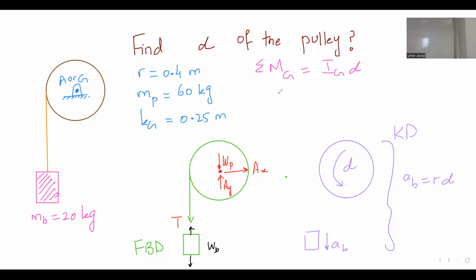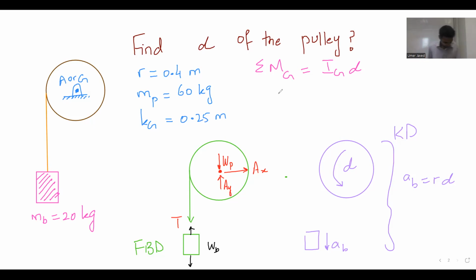I did not give you the IG value. I think for a disk it is 1/2 MR squared. I don't know, I have to double check. Probably someone can even Google it. Maybe instead of Googling it, you just write the equation. I will Google it myself.